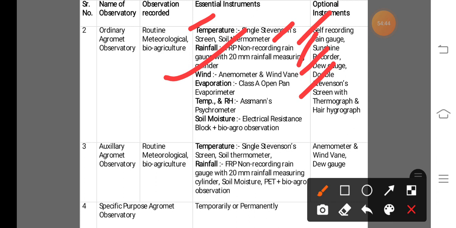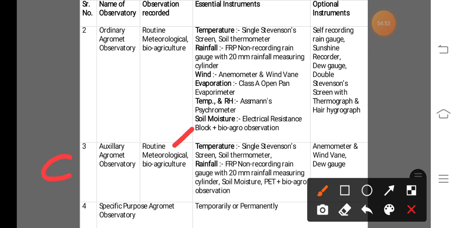Now the next, Auxiliary Agromet Observatory, that means C type of observatory. In this observatory, agrometeorological and biological observations are recorded. Routine agricultural, meteorological and bio-agricultural observations are recorded. For recording of these weather parameters, essential instruments are, for temperature recording, a single Stevenson screen, including maximum, minimum, dry bulb, wet bulb thermometer. Also, for soil temperature, a soil thermometer is used.